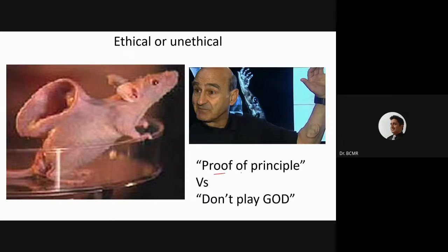What do you think we should do? Proof of principle versus don't play God. This is an ear. They made a scaffold of an ear, implanted it with cells, and then cultured it and put it under the skin of a mouse. And this ear has grown like this. The same thing is done in this person's hand as well. You can see the cartilage that has grown like that. Should we do this or should we not do this? For everything we want to do, we need a proof of principle. But for some people, you're just playing and torturing the mouse. The mouse is the kind of argument as well.